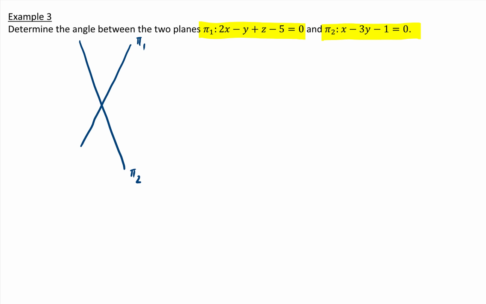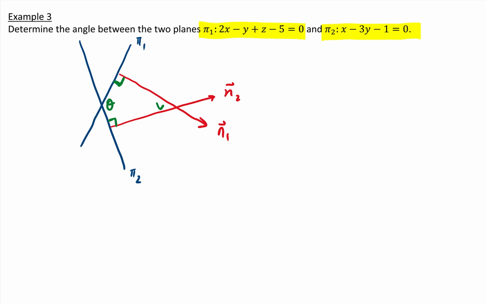Remember that these planes have normals. So let's say this is the normal to plane 1. So we'll call it N1. And here is the normal to plane 2. We'll call that N2. Here is the angle we're looking for. We're looking for this angle here, the angle between the two planes. Remember the normals are perpendicular. And notice we have a quadrilateral here.